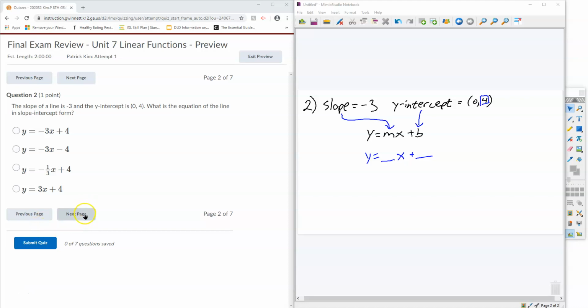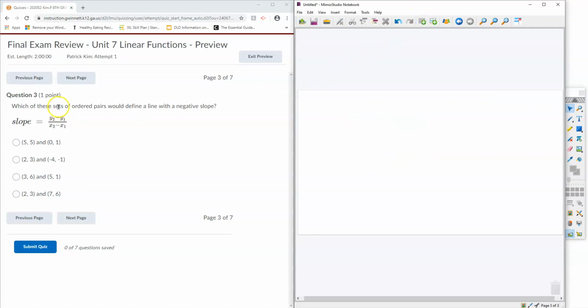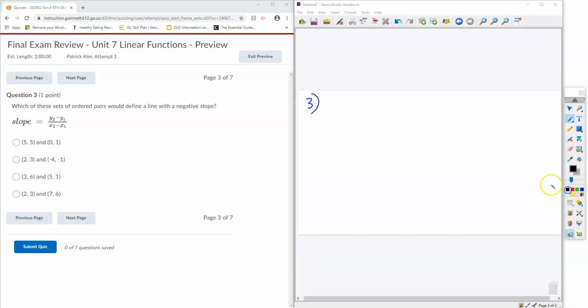Okay, hopefully I fixed it. Let's go to number 3 now. Which of these sets of ordered pairs would define a line with negative slope? So number 3. And you see on your question it says slope is y2 minus y1 over x2 minus x1. You have these points, and you're going to decide which is x1, x2, y1, and y2.